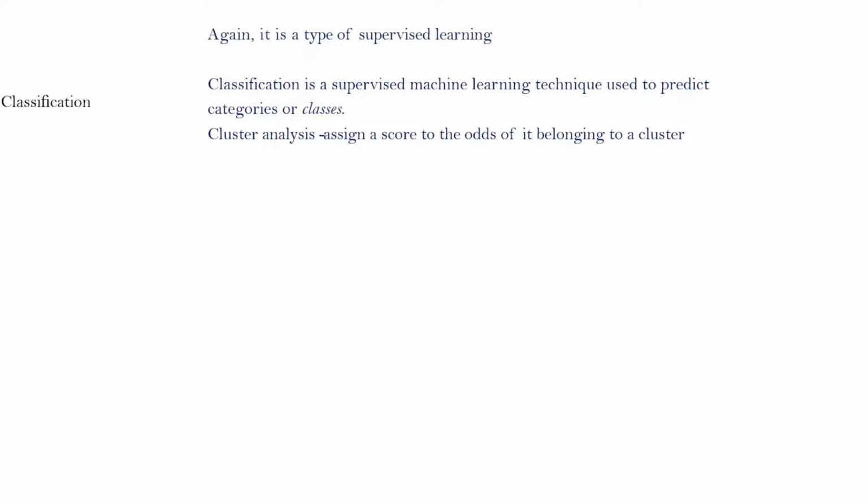Again, this line is from the Azure learning portal. And cluster analysis assigns a score to the odds of it belonging to a cluster. So maybe this line is not clear to you, but I'll try to explain. It's kind of classifying whether an object belongs to a cluster group or not. Based on the algorithm, it's binary classified. And of course, if we are talking about binary, that means 0 and 1, either yes or no.